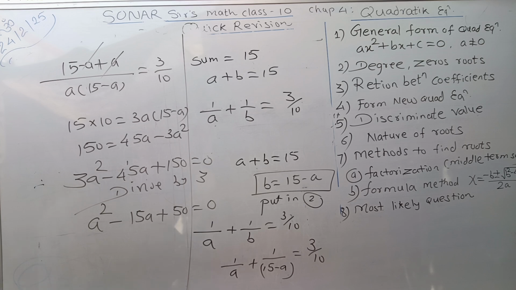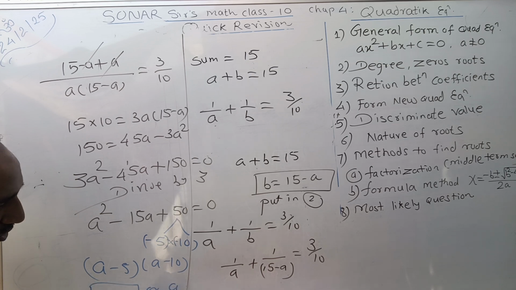Now we can find factors directly. Why? Because here the coefficient of a square is 1, so we can find the factors. So 5 into 10 is 50, and this minus 5 minus 10 becomes minus 15. So roots are a minus 5 and a minus 10. So a equals 5 or a equals 10. Now we got the two solutions. So what about them? Both are correct.